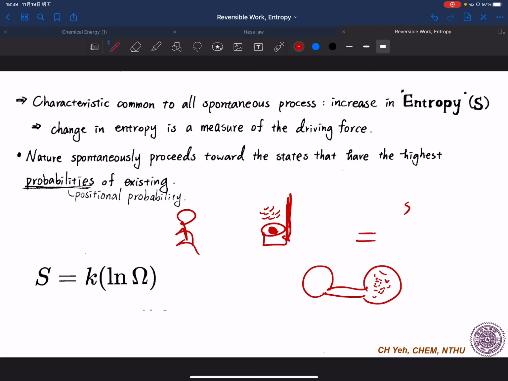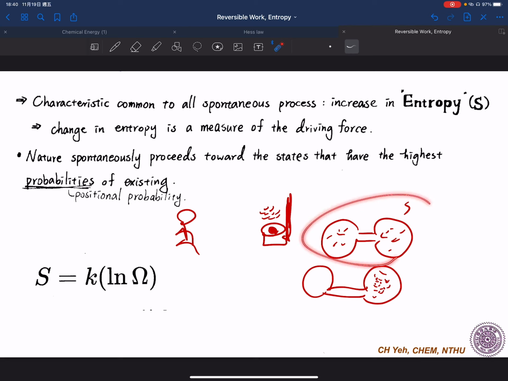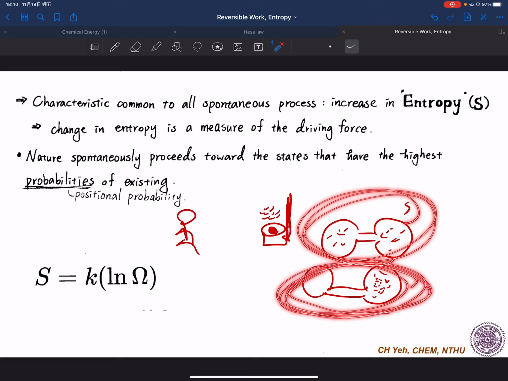But the most likely thing to happen is that they are equal. There are equal molecules on both sides. So this state over here comes to this state over here, and we should call that spontaneous, because it is natural for the gas to flow like this. Okay, so the entropy over here should be higher, and the entropy over here should be lower.